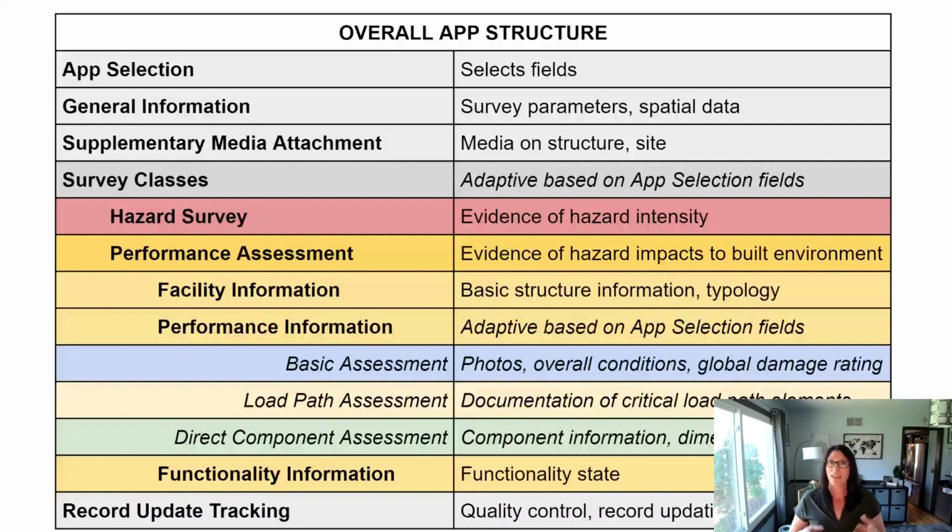This includes a hazard survey, an assessment of the structure, looking at both the facility's information as well as its performance in the event at one of those 3 assessment levels. We also include a functionality assessment and an internal tracking system to do our quality control and review of the data.